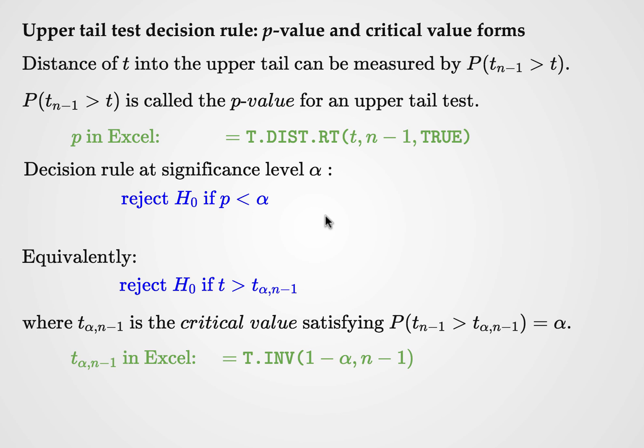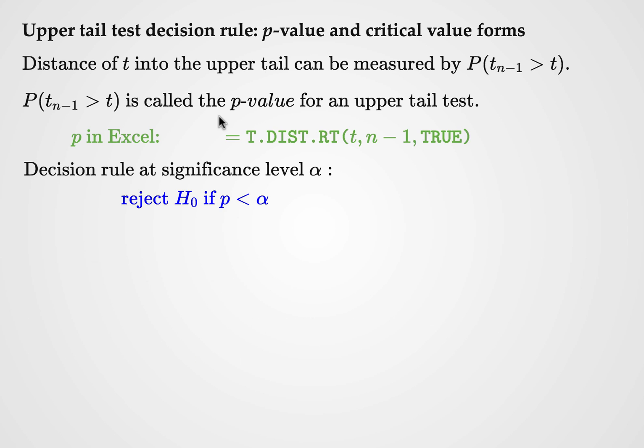This here is basically a summary. If you want a summary of what the decision rules look like and what you have to do in order to implement them in Excel, then this one overhead tells you what you need to know. You need to know how to do both p-value and critical value versions of tests. So if you're asked to do a p-value version of a test, then this is the relevant information.